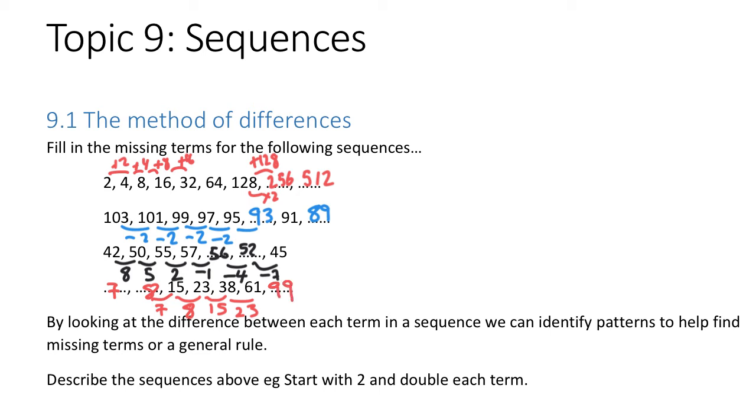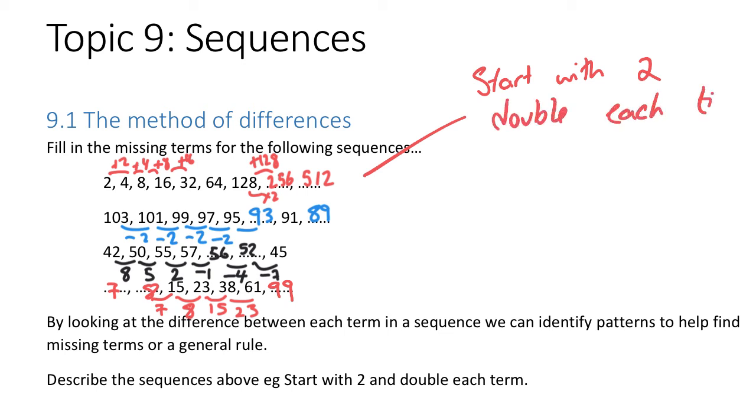So we've looked at the differences to see if we can identify the patterns, and now we need to describe them. So the first one is start with a 2 and then double each time. And the second one was start with 103 and then subtract 2 each time.